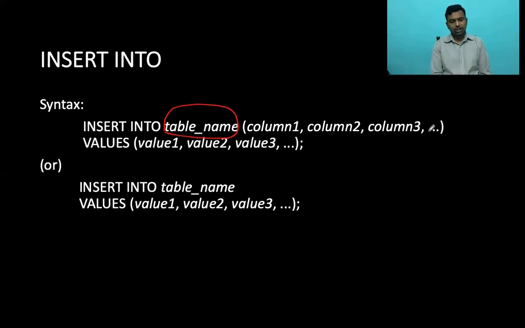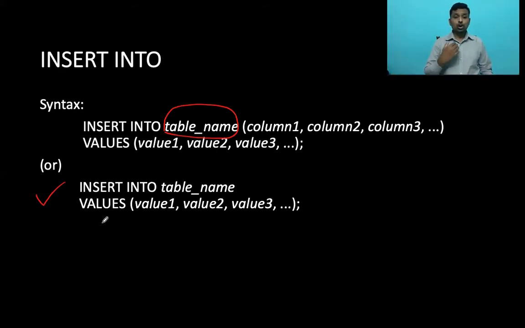This is one way of inserting data. Another way of inserting data: insert into table name values followed by the values. If I know the order of my columns, for example, first column is employee ID, second column is last name, third column is first name, fourth column is address, city, email ID, phone number, and I know the proper order, then I can go for this second option: insert into table name values followed by the values.